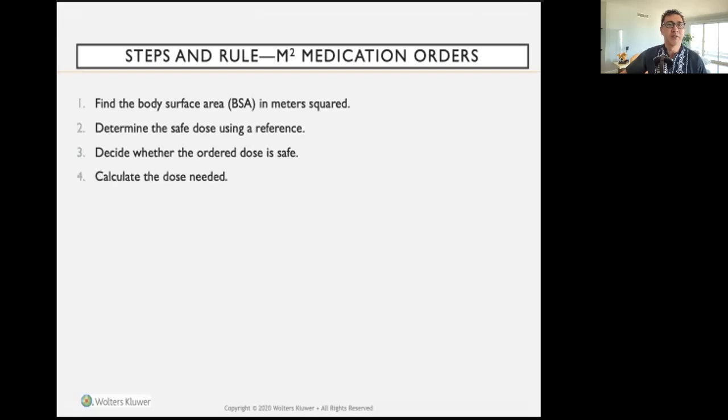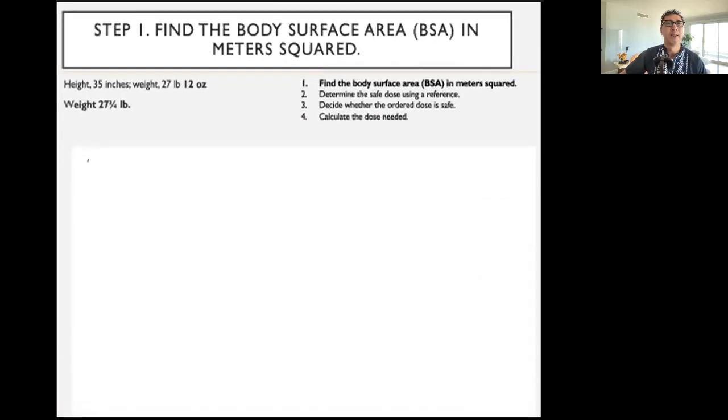Next, if it is a safe dose, now I need to know how much I'm going to give the patient. Am I going to give them 5 ml of this, 10 ml? I don't know. We have to figure it out. So let's work through that. Step 1, find the body surface area. There's the information up top.